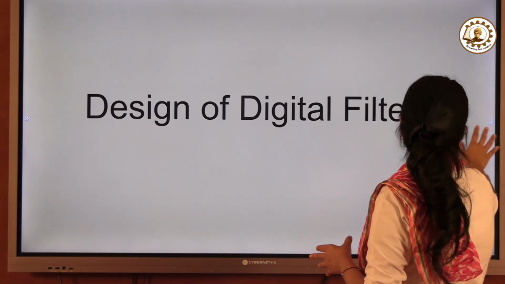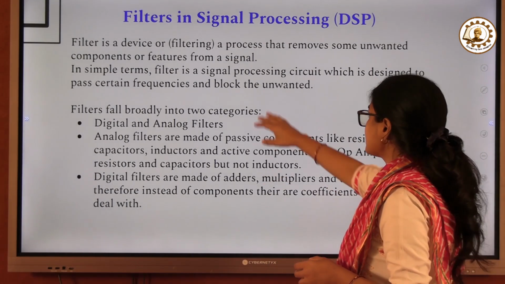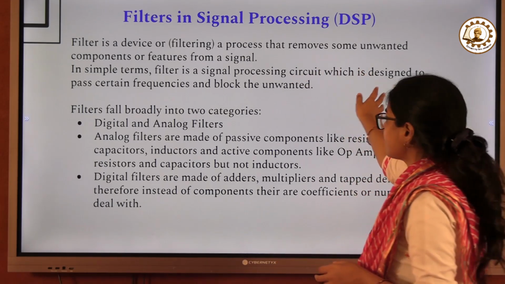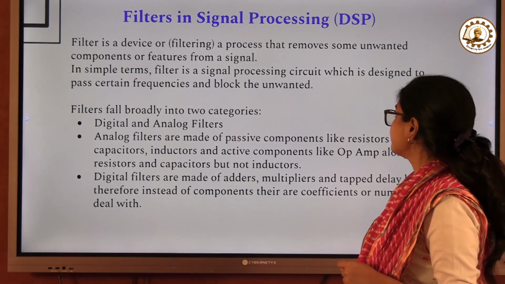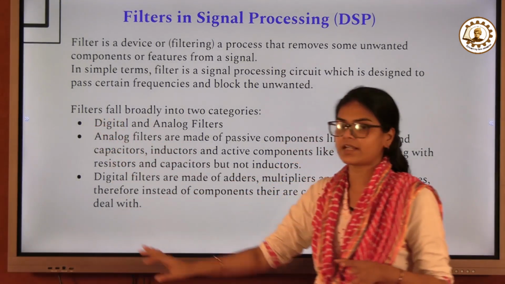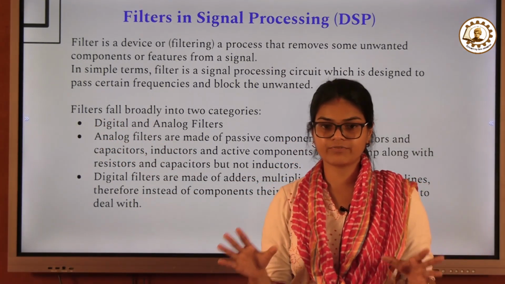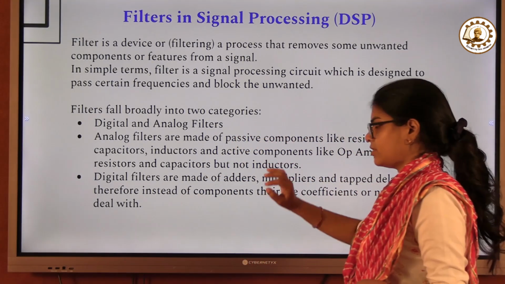Now let us go through this. A filter is a device or a process that removes some unwanted components or features from a signal. Filters can be divided into two different categories. They are called the digital and the analog filters.